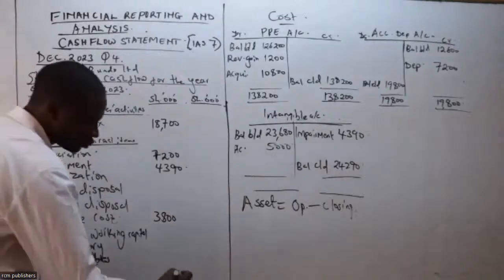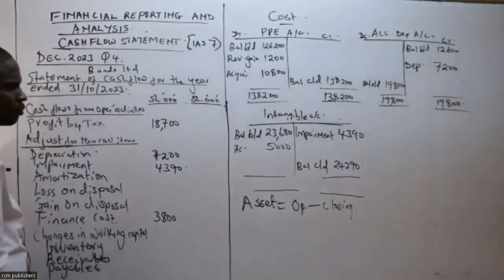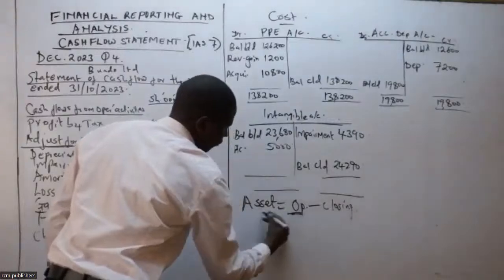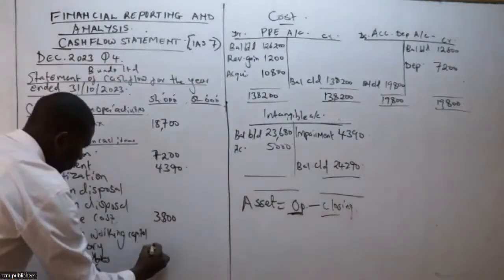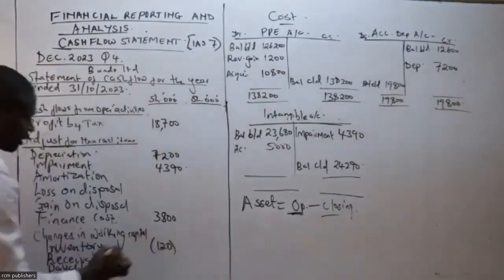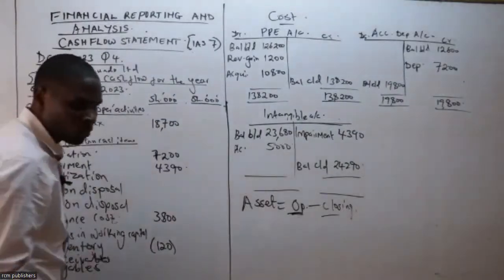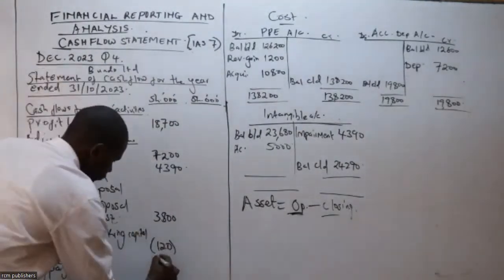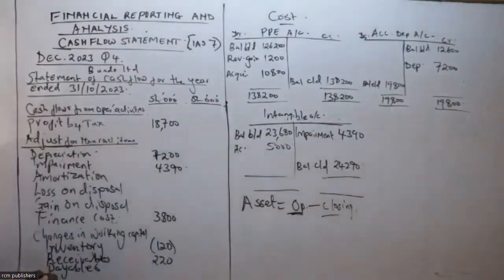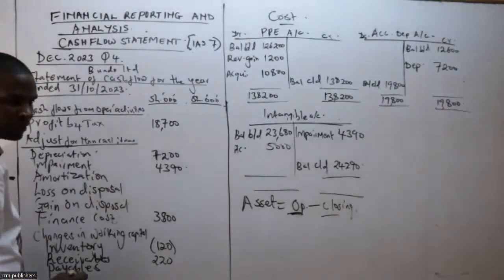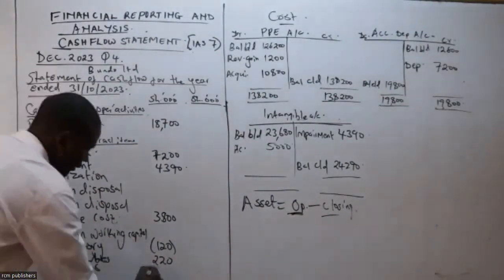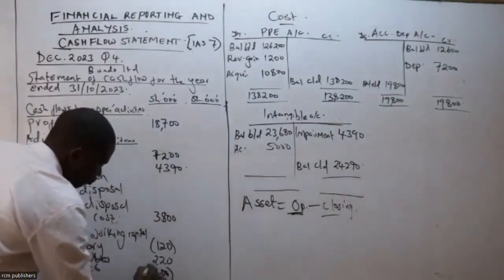Inventory was minus 120. So for those people who join, just take the opening of the inventory and then less the closing of the inventory. You get 120, which is an outflow. What about the receivable? Receivable was 220, which is an inflow. And then the last one, the payable: 400, which was an outflow.